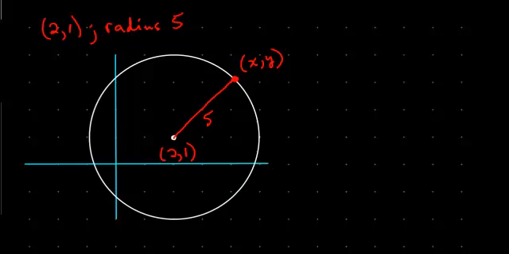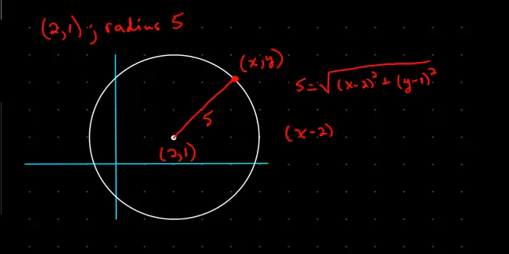Okay? And so we know that our distance, 5, equals the square root of x minus 2 squared plus y minus 1 squared. And now if we square both sides, I'm going to get x minus 2 squared plus y minus 1 squared equals 5 squared. And that's going to be called our standard form.